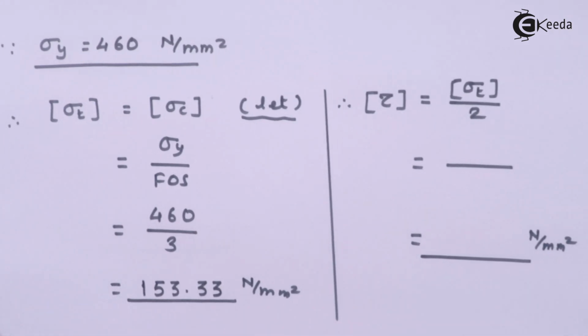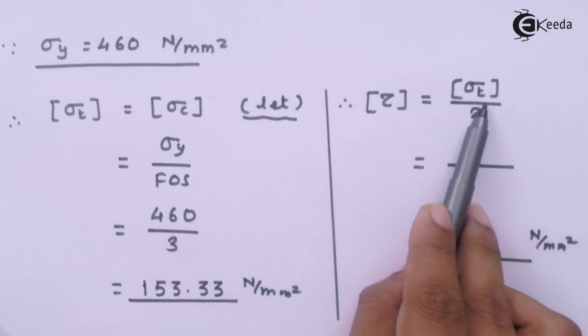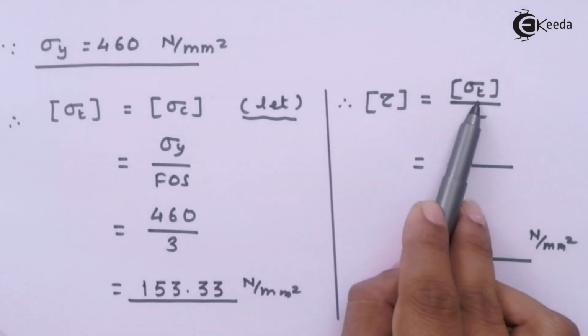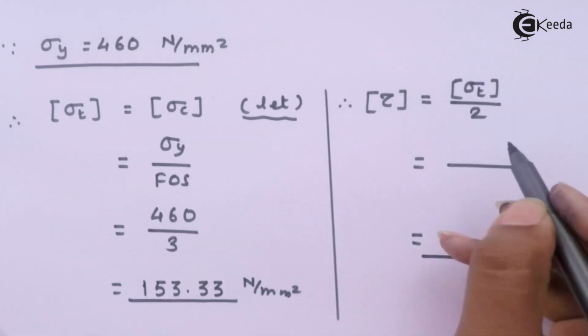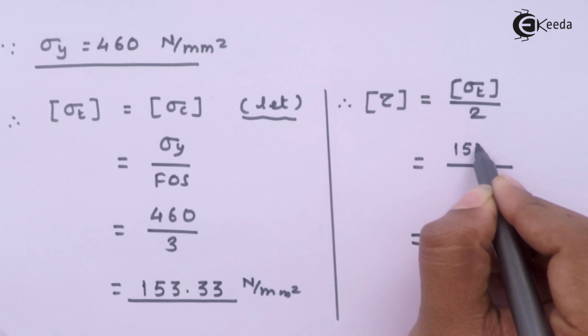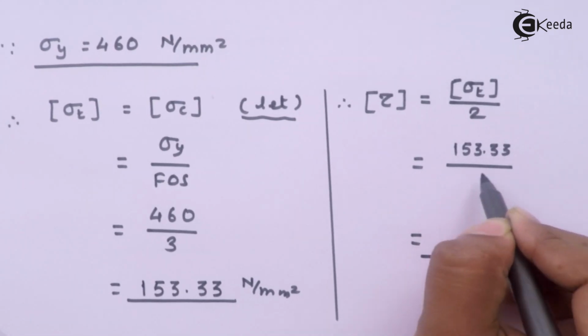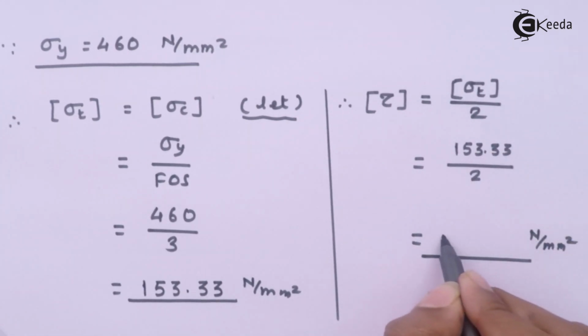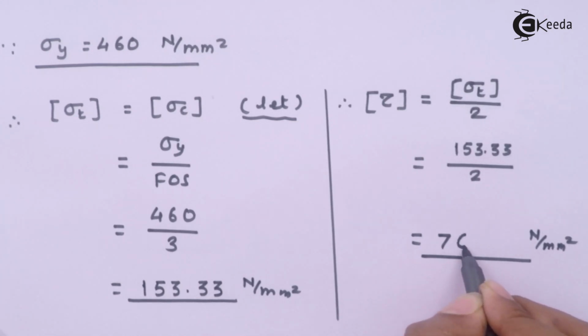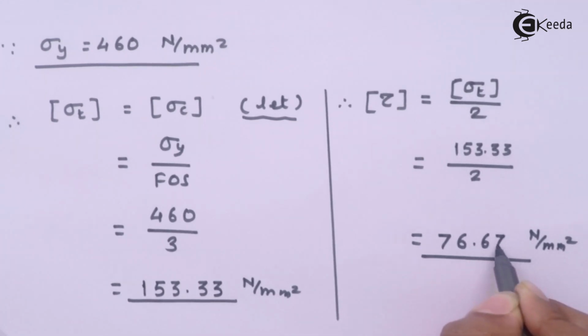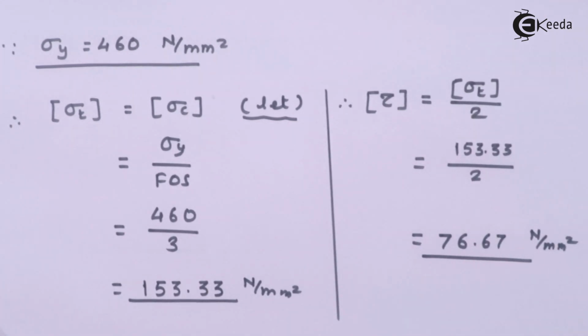I also know that shear stress for a ductile material has a standard relationship with tensile stress. If I apply that relation, I get 153.33 divided by 2. So the value comes out to be 76.67 Newton per millimeter square. So these are the important material properties that we have. Let's move ahead for the power calculation.